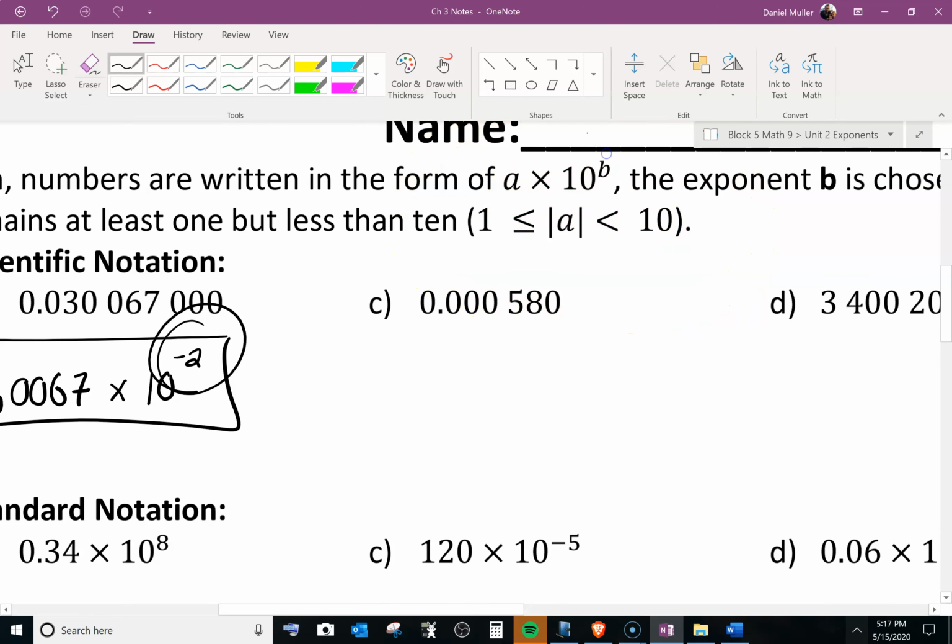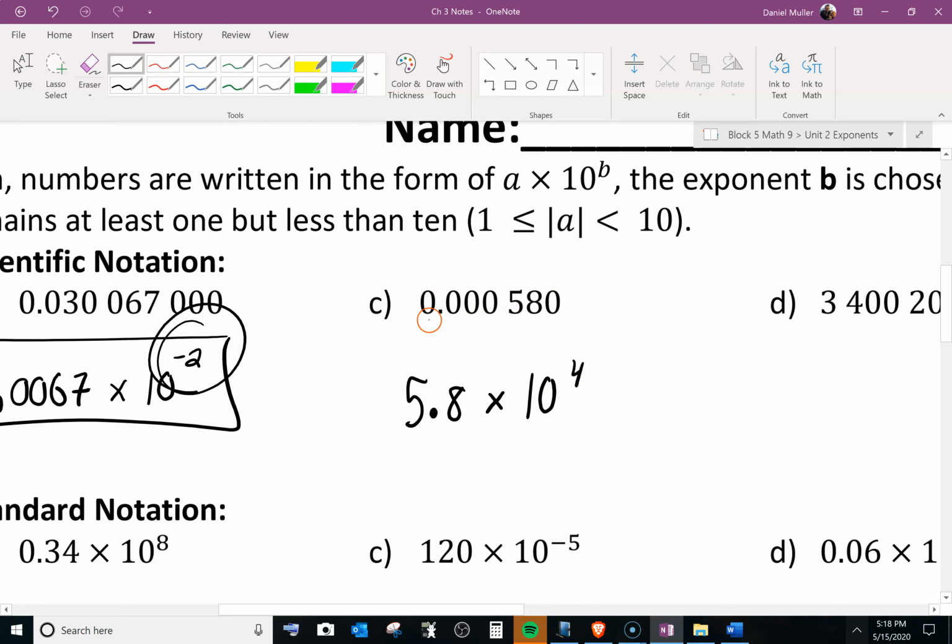So let's take this one. It's okay if you don't know right now how to do all of this. We're going to keep trying. So I'm going to move it over 1, 2, 3, 4. So now I have 5.80, but I don't need the 0. So I have 5.8. So I take a look at that. Oh, and I moved it over 1, 2, 3, 4 times.